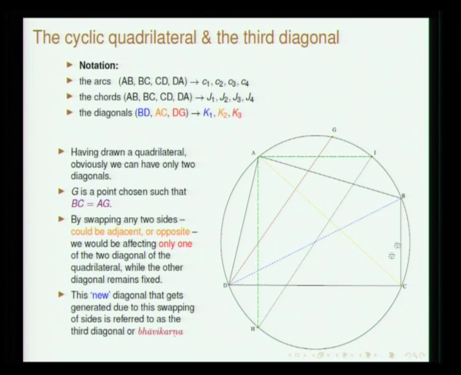and DB is a diagonal, AC is a diagonal. So, these 2 diagonals we denote as K1 and K2, fine. Now, I choose a point G such that BC is equal to AG. I choose the point G such that the arc length BC is equal to arc length AG.